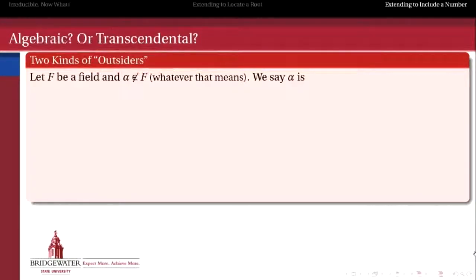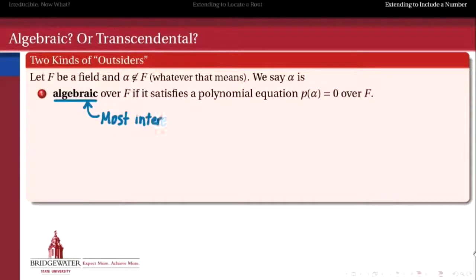So first we have to talk about the kinds of outsiders, the kinds of irrational numbers that exist out in the wild. The cube root of 2 is one kind, but there are other kinds that are even nastier to work with. So let's suppose F is a field, and alpha is an element which does not belong to F. It's not very interesting to say that because we haven't said where alpha belongs, but that depends on what kind of an outsider alpha is. So we're going to say that alpha is an algebraic number over F if it satisfies a polynomial equation with coefficients in F. These are going to be the most interesting examples for us because they have something to do with polynomials, and that's really what we're concerned with.